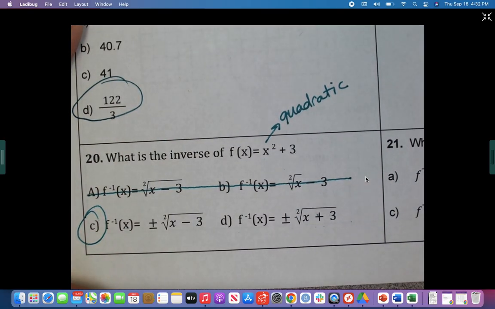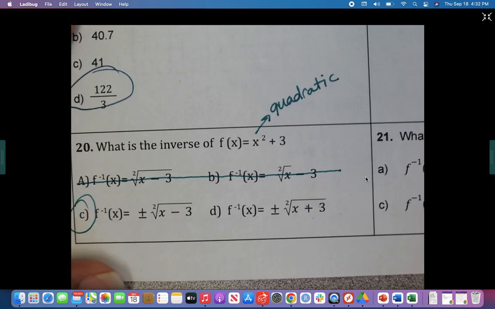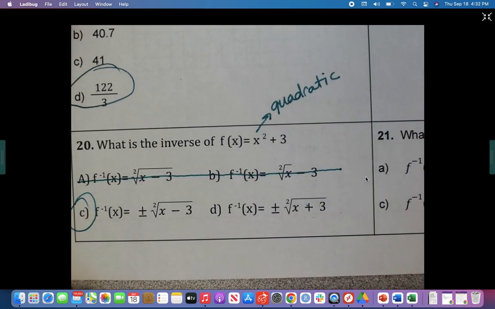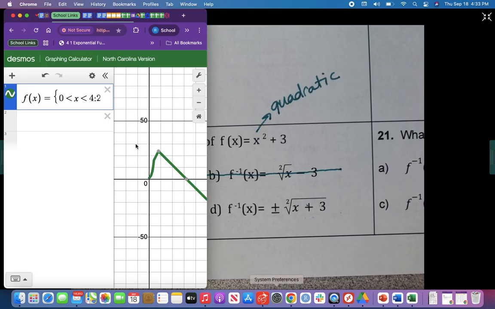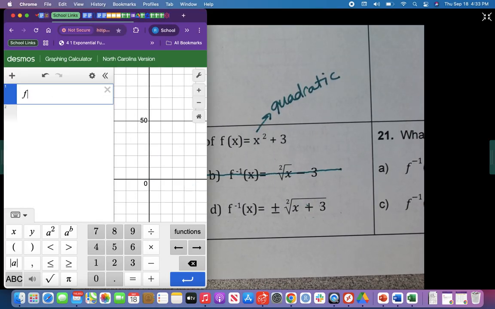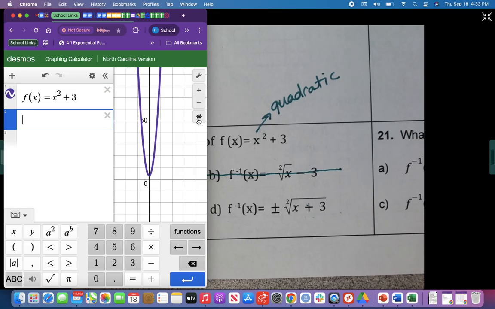If you don't remember that though, and you remember that you're supposed to switch your x and y values, you can graph this and see which one has the switched ordered pair. So I'm about to do that right quick. So f of x equals x squared plus 3. All right, let me zoom back in right quick.